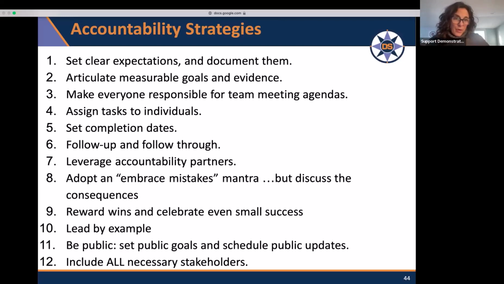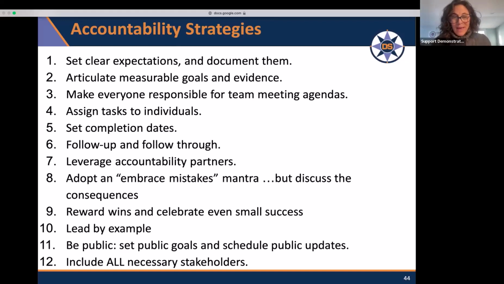Follow up, follow through. Again, accountability partners. If you feel like you're a person who's super busy and sometimes things fly off your plate and you forget, have an accountability partner. Make mistakes, establish a culture where it's like, okay, you blew it. Oh, well, we all blow it. What are the consequences and what are we going to do about it? Reward wins, celebrate success, lead by example.